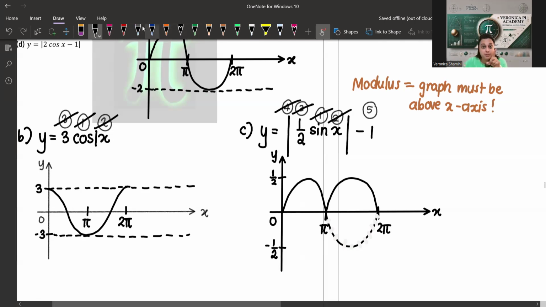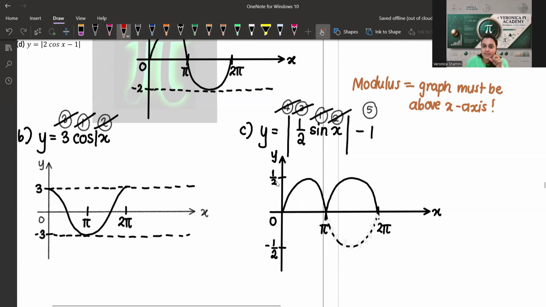Modulus. Tapi there's one more step, which is tolak 1. So everything here you must tolak 1. All the coordinates ataupun only the y, you have to tolak 1. Okay, 1/2 tolak 1, negative 1/2, correct? 0 tolak 1, negative 1. This one should get negative 3/2.